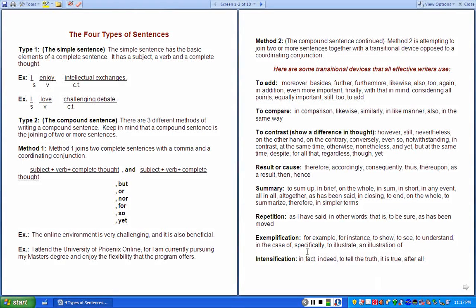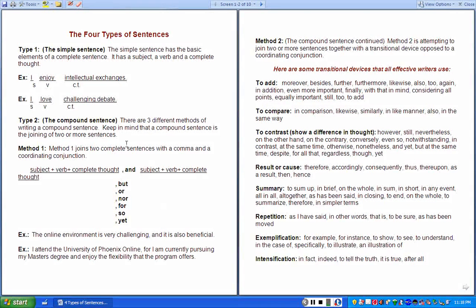So let's take a look at method number 1. I like to call method number 1 the method that most of us are more comfortable with. It's the one that you've been doing since about the 2nd or 3rd grade. It doesn't mean that it's a 2nd and 3rd grade kind of sentence, because it can be kind of complicated, but you learned it around that age. So you have a simple sentence and you're joining it.